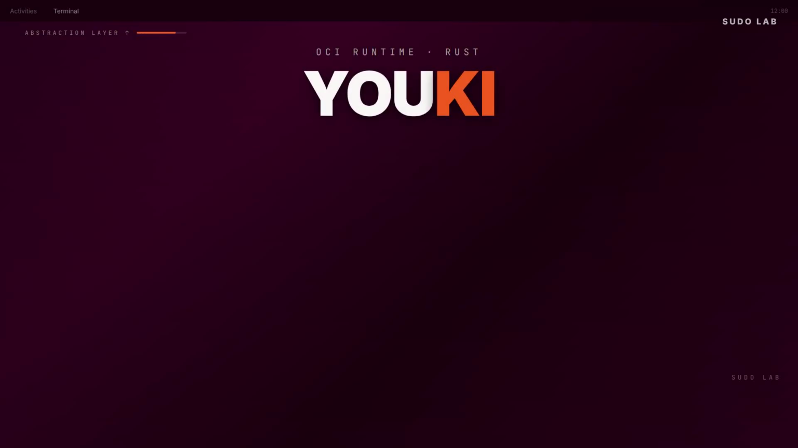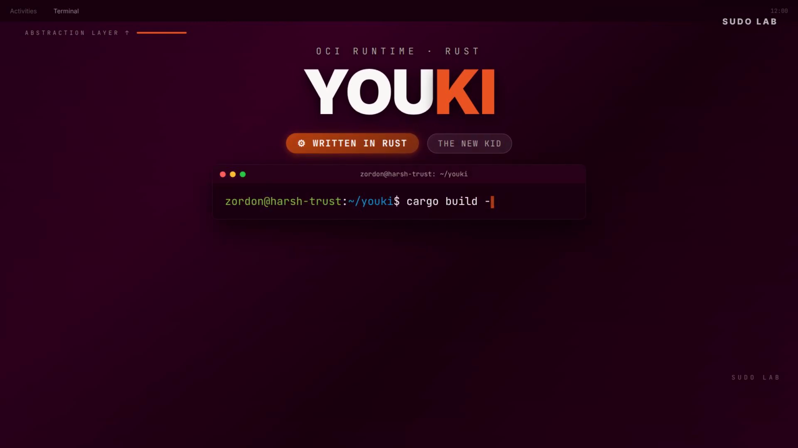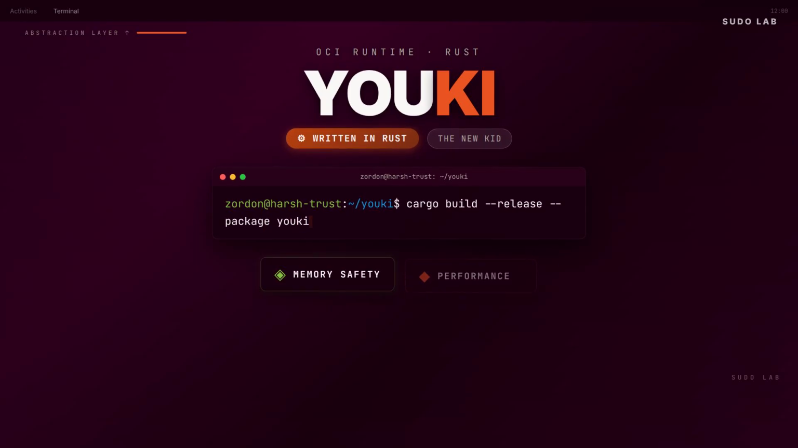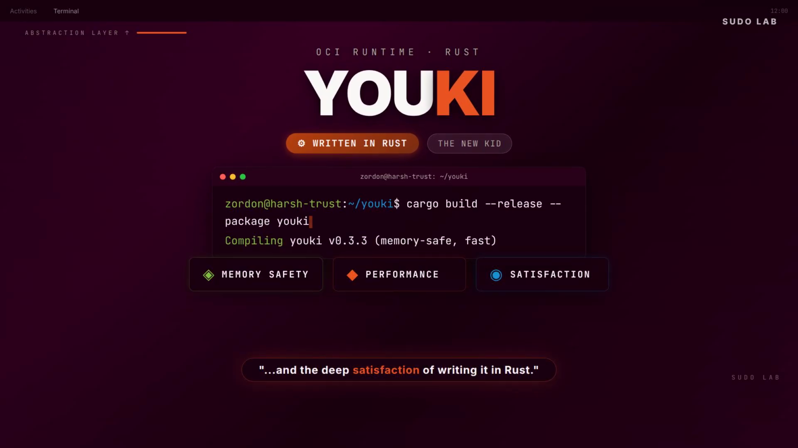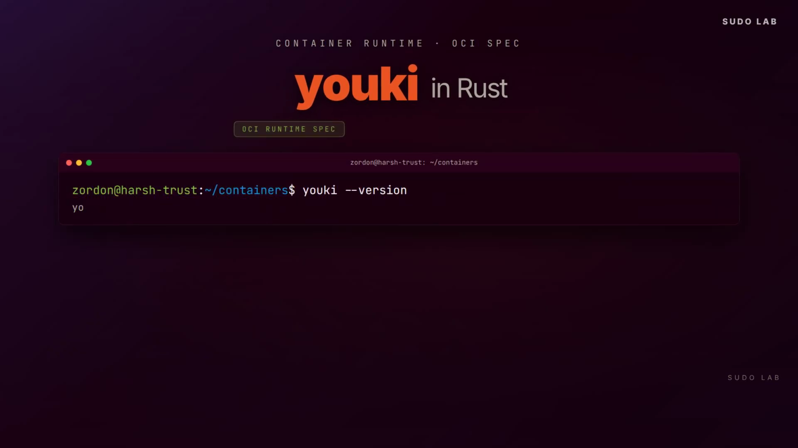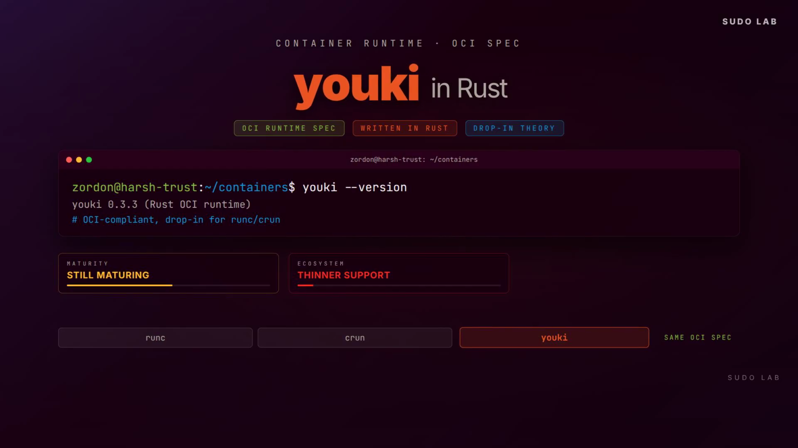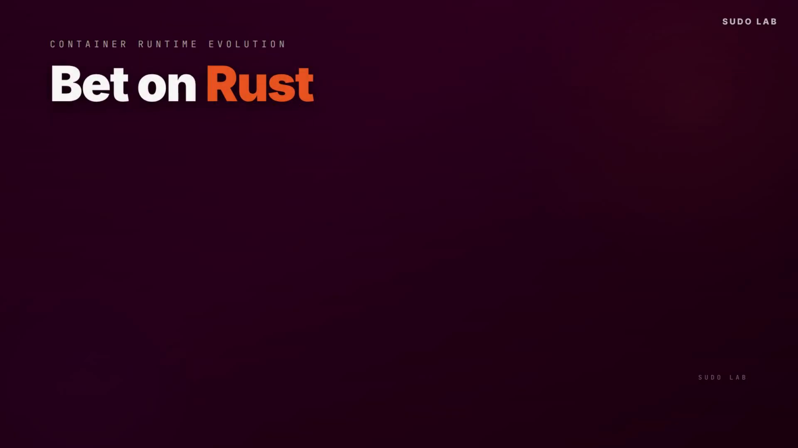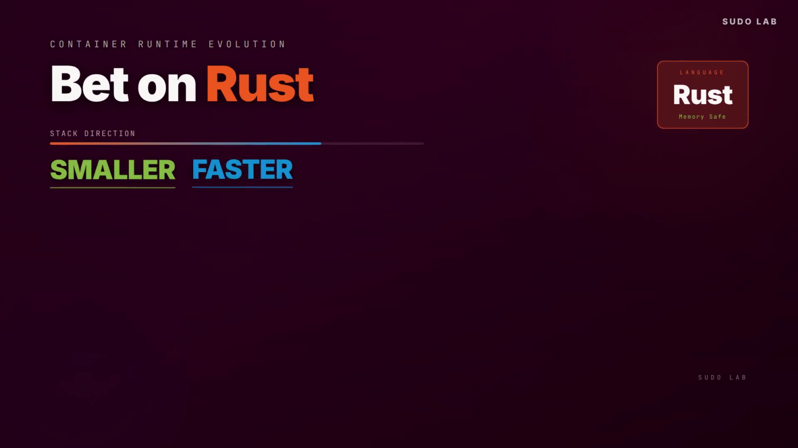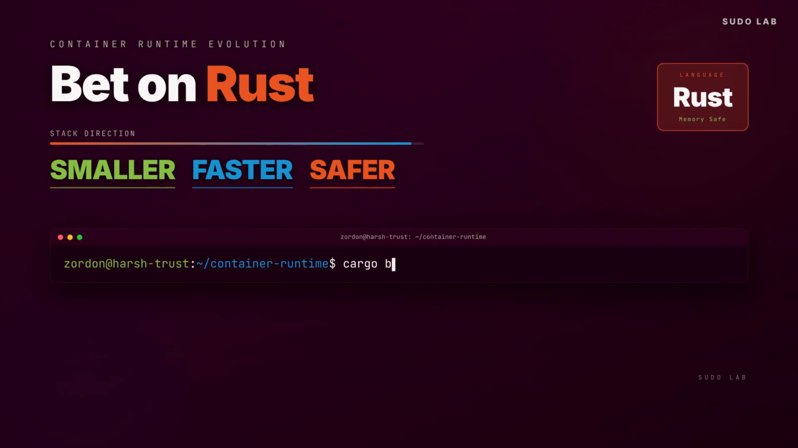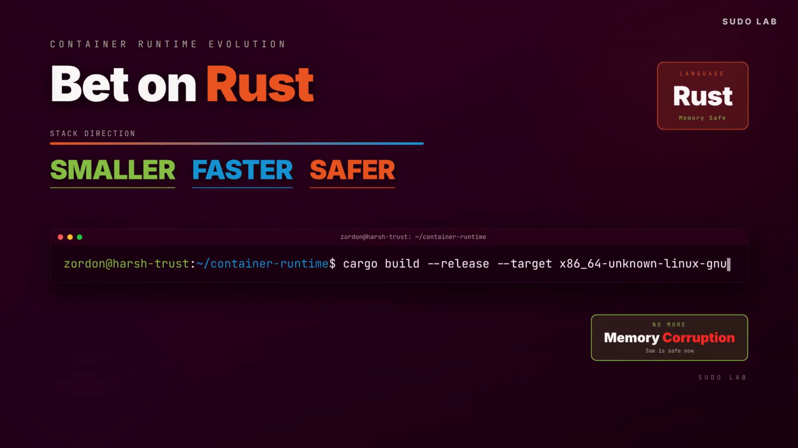Moving up the abstraction ladder, we hit Youki. Youki is the new kid, written in Rust, and it exists for roughly the same reasons every Rust rewrite exists: memory safety, performance, and the deep satisfaction of writing it in Rust. It implements the same OCI runtime spec as runc and crun, so it's a drop-in replacement in theory. In practice, it's still maturing, the ecosystem support is thinner, and you're unlikely to see it in production unless you're at a company that specifically wants to bet on Rust in the container stack. It's worth knowing about because it tells you where this layer of the stack is heading: smaller, faster, and written in languages that don't let you accidentally corrupt memory at 3 in the morning.